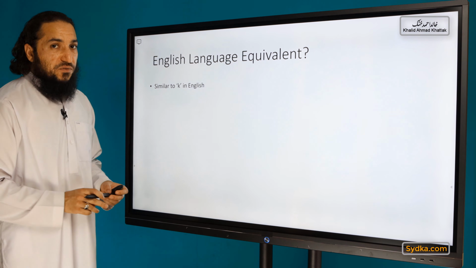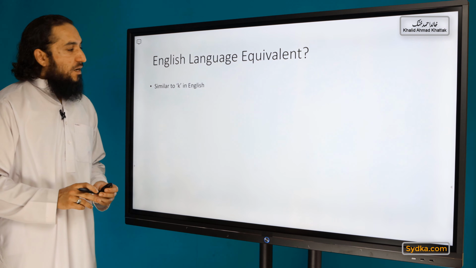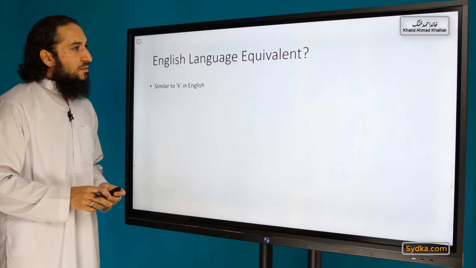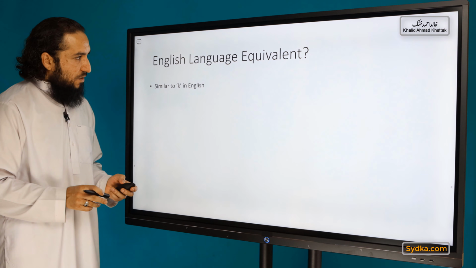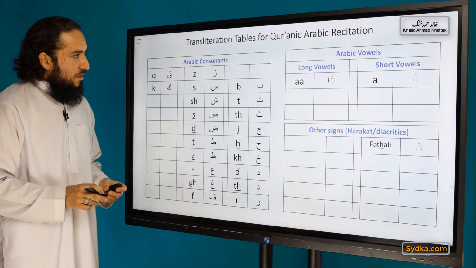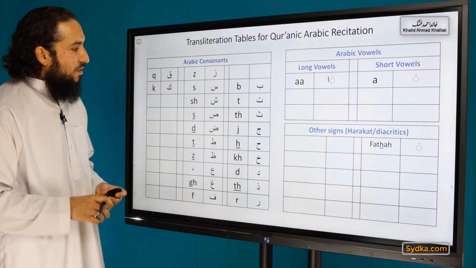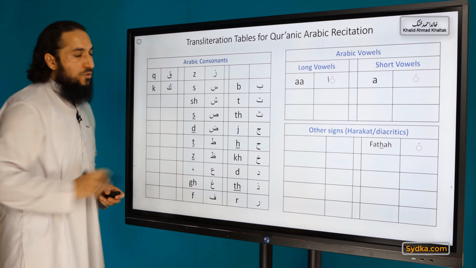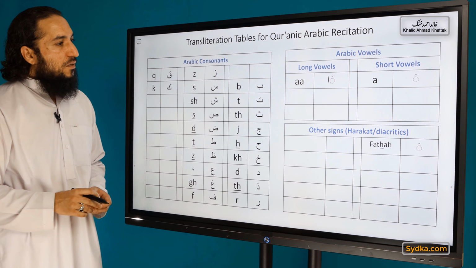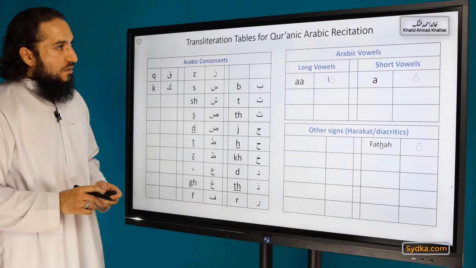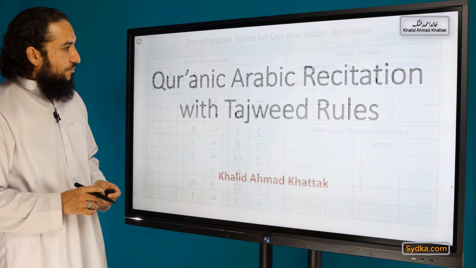What is the English equivalent for Kaaf? It is K. What is the representation for transliteration purposes? It is K. We use the K sign to represent Kaaf in the text of Arabic.